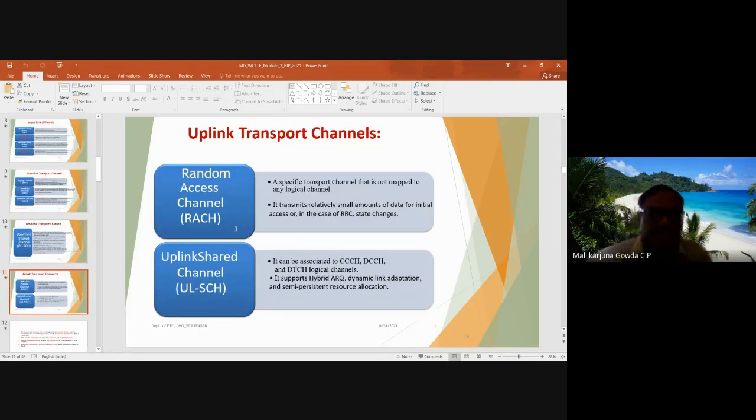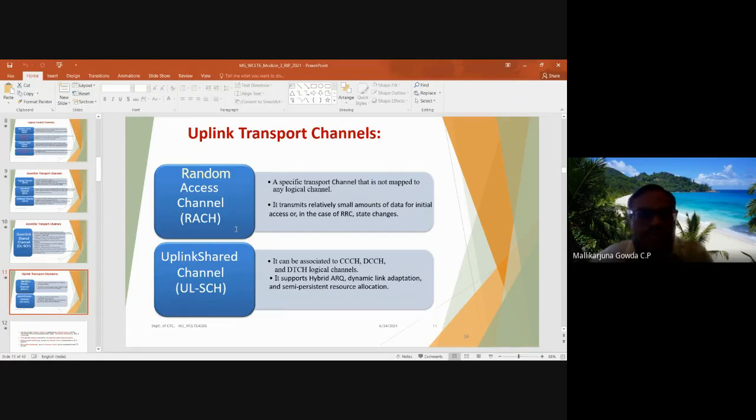And next is uplink transport channels. Basically there are 2 uplink transport channels. One is the uplink shared channel. In short, we denote it as ULSCH, where UL stands for uplink. This uplink shared channel is associated with the common control channel, the dedicated control channel, and the dedicated traffic channel. So these are the 3 different channels with which this uplink shared channel is associated.